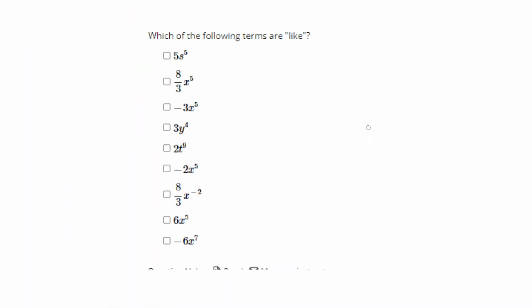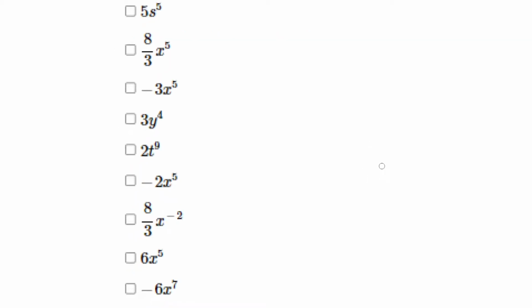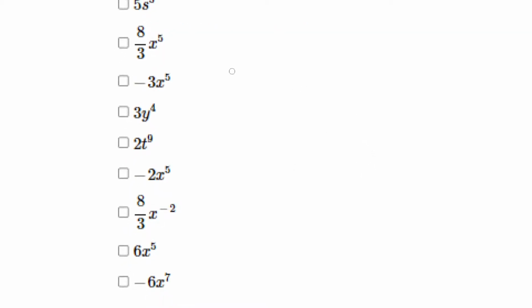Which of the following terms are like terms? So this one is when they have the same exponent and the same variable attached. It looks like the recurring theme is x to the 5th, so we want to find any that has x to the 5th. So this one has x to the 5th. We have negative 3x to the 5th.